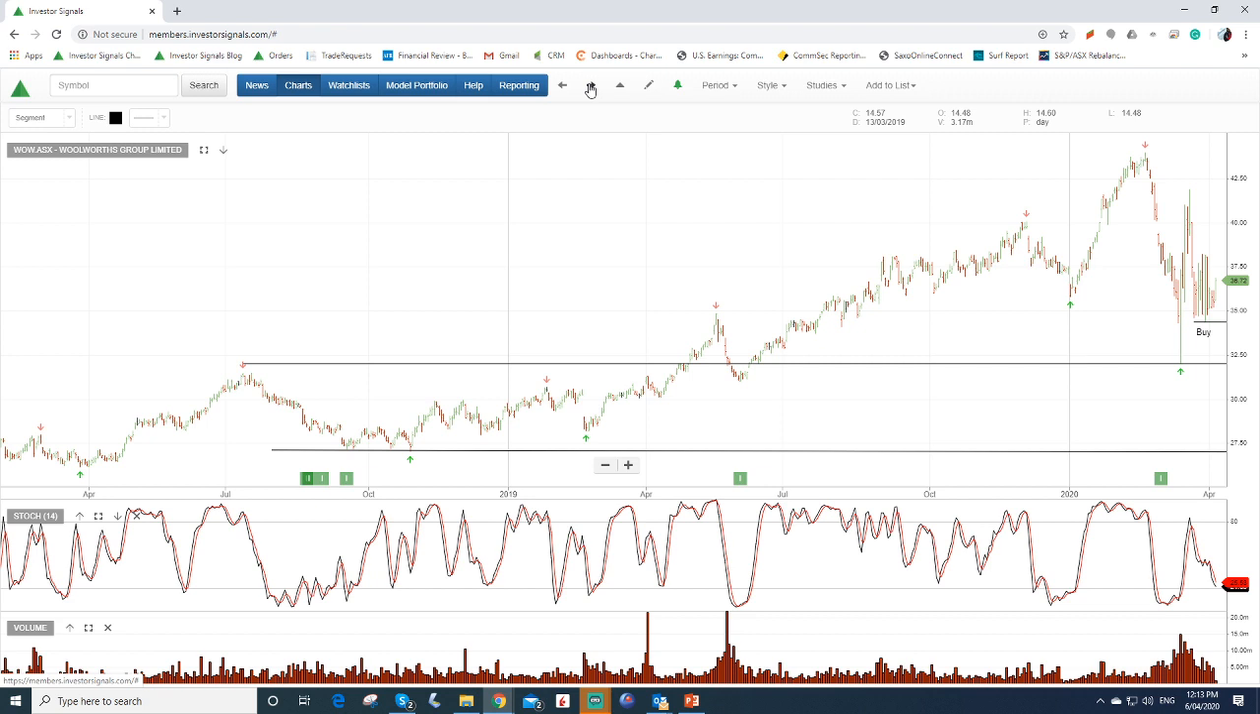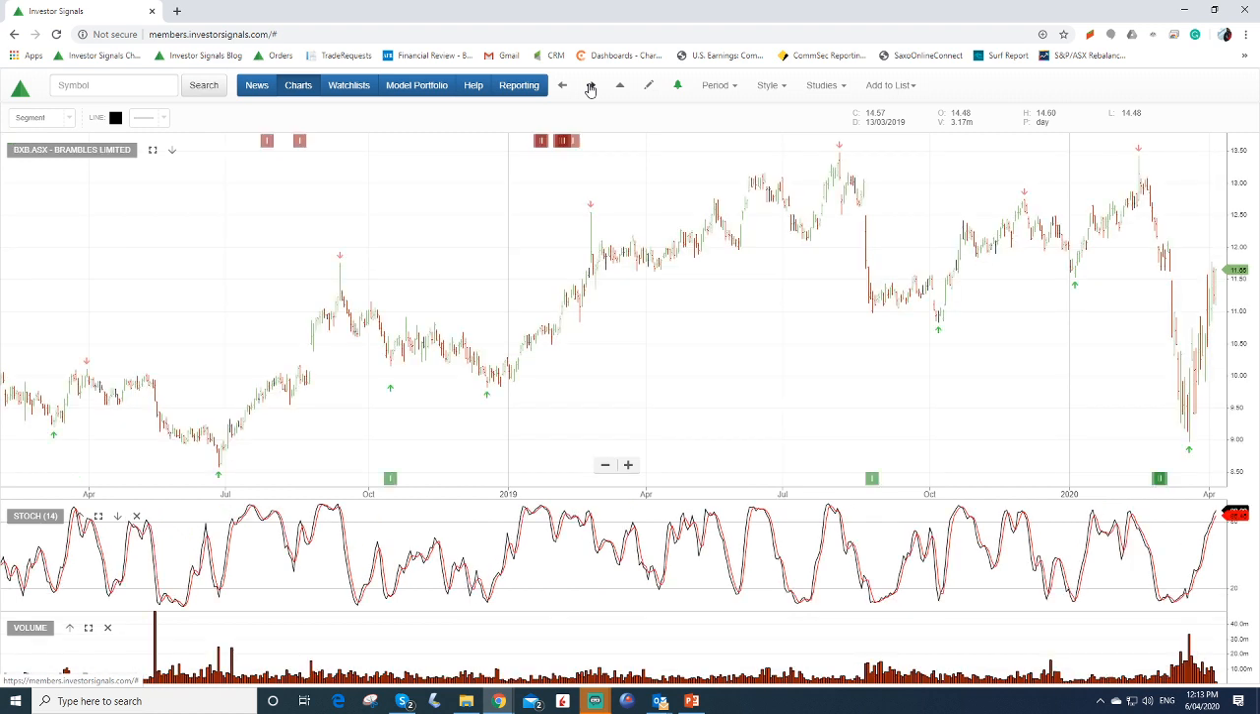Woolworths finding support at $34.50. Again, you could approach this from an income point of view where you're running a buy right strategy. Buy the stock, sell covered calls, collect the dividend. Woolworths looks a little more attractive than Coles.